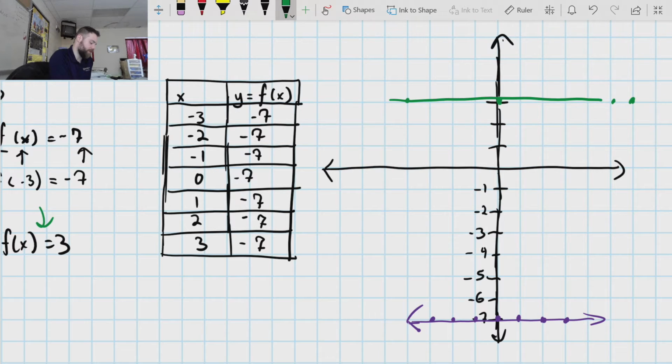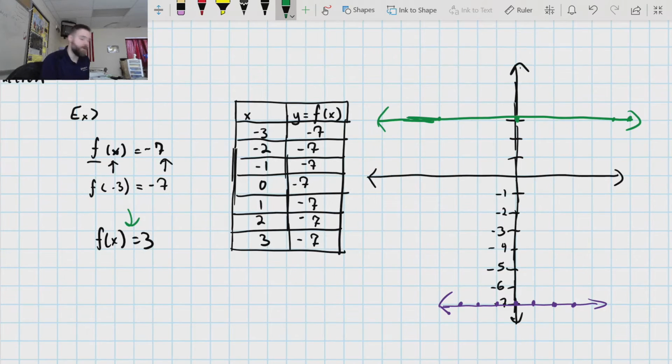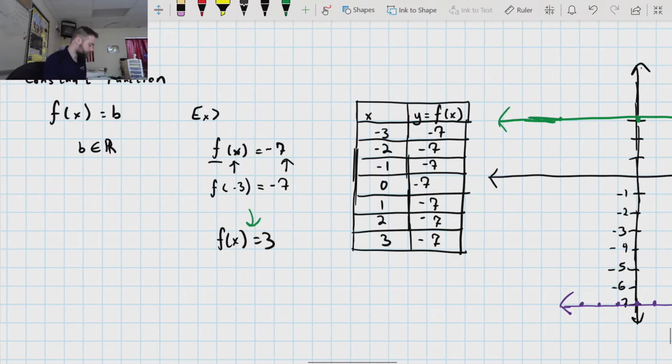And so any x value that I plug in, I'm going to get back 3. So for that function, I did it in green. Constant functions are going to have a straight line. So if you see f of x equals a number, you find that number on the y-axis and then draw a horizontal line, a left and right line, at that number. That is a constant function. Okay?